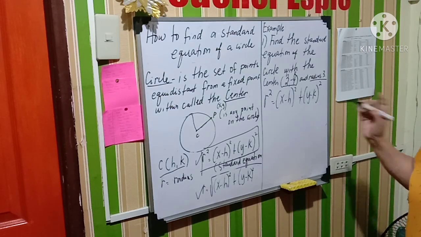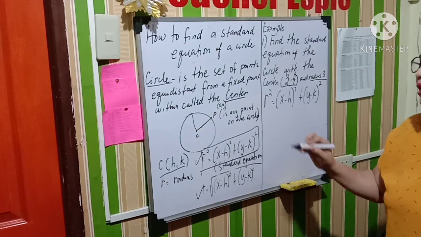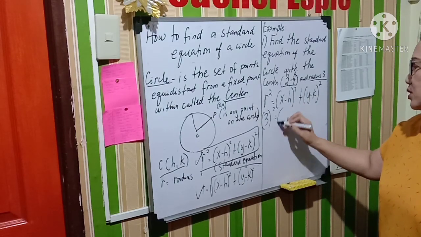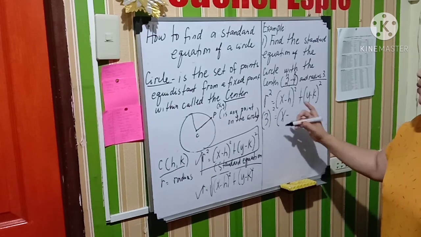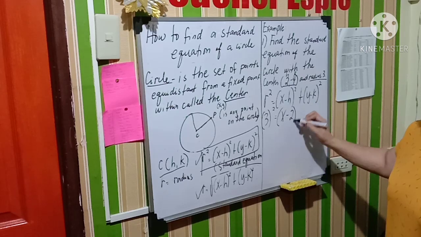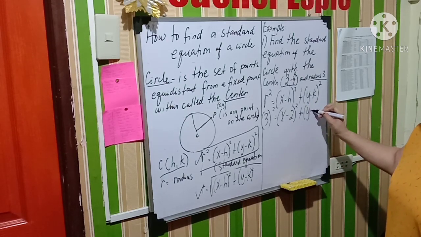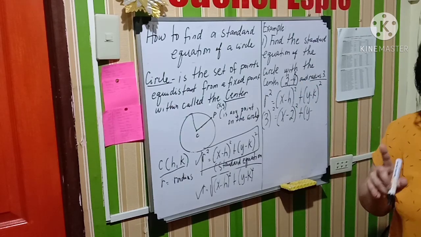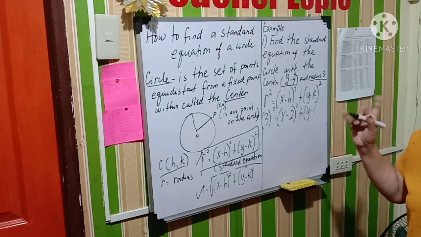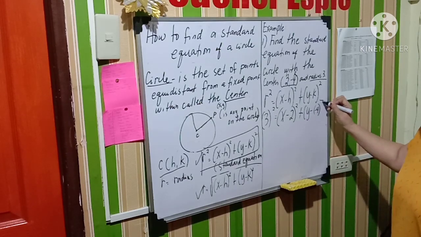Okay? So, isa-substitute lang po natin yun. Alam po natin, ang radius natin ay 3. So, 3 squared is equal to X minus. What is the value of your H? The value of your H is 2, squared, plus Y minus. The value of your K is negative 4. So, you have to use open and close parenthesis, negative 4 and then squared.